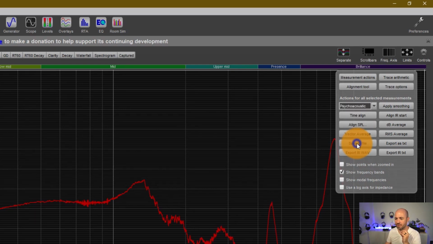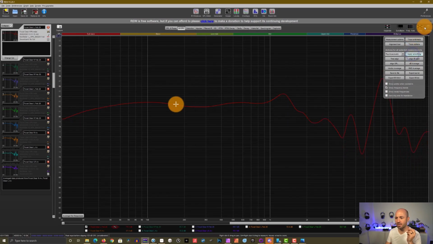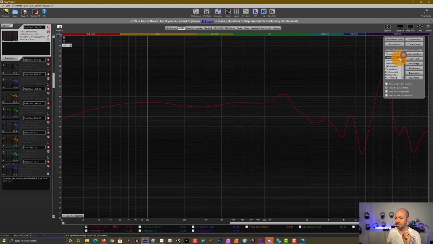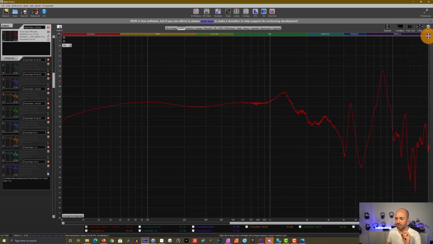So you'll see if I hit psychoacoustic and apply it, all of a sudden that's actually how our ears would perceive the sound coming out of the left side of a Focal Clear. If I remove the smoothing, like so, and we're back to normal. So that's the example of what smoothing does. There's no reason you need to see unsmoothed graphs.